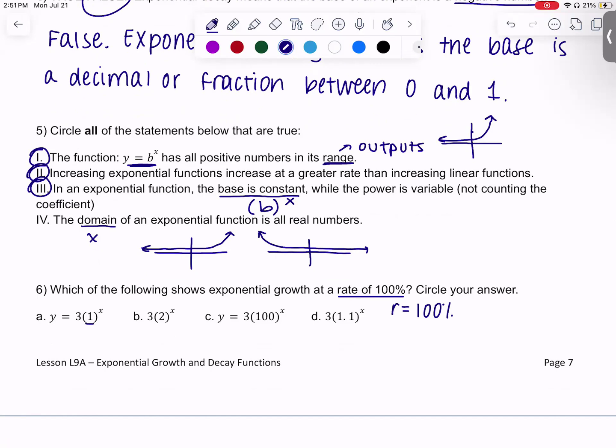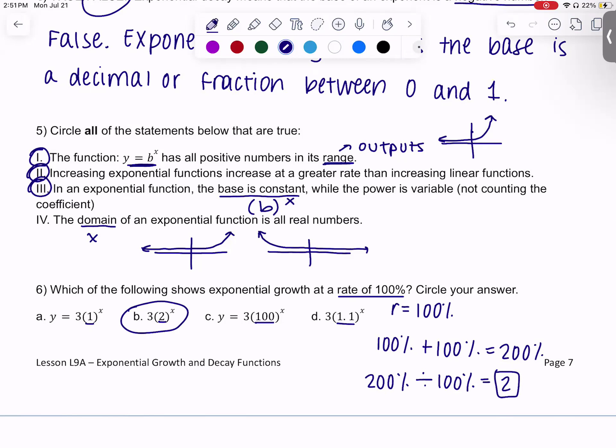Remember, these values here are all B. B is found as 1 plus or minus R. So if the original amount is 100% and we're growing by 100%, we need to add another 100%. Next year, we'll have 200% of our original amount. 200% written as a decimal, I say in quotes, is 2. Choice B.